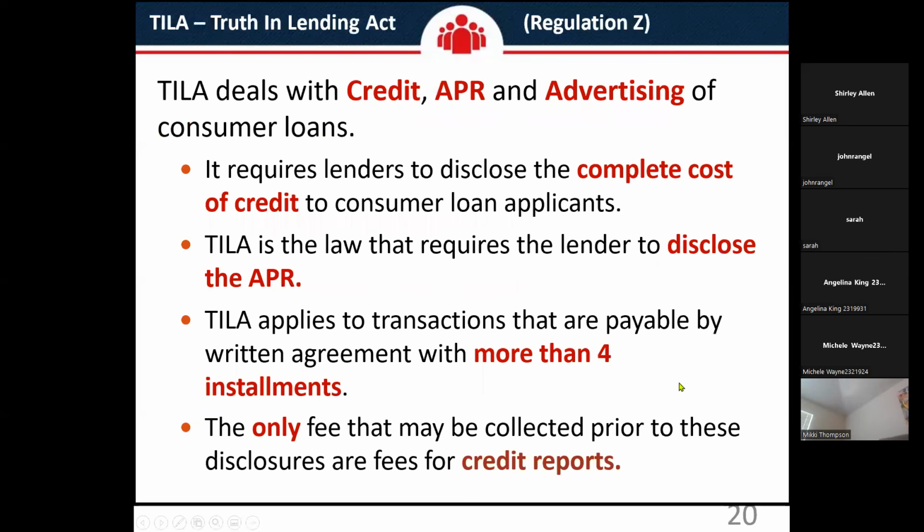No. Okay, we're going to talk a little bit about TILA and understanding TILA, Truth in Lending. TILA deals with credit, APR, and advertising of consumer loans. It requires a lender to disclose the complete cost of credit to consumer loan applicants. The complete cost of credit would be, for example, say you bought a home for $450,000, you're going to amortize it for 30 years at $500 a month. You have to do the math and go all the way out there and let your client know that at the end of 30 years, this is what this house is going to cost you, like $1 million or whatever. That's considered the complete cost of credit.